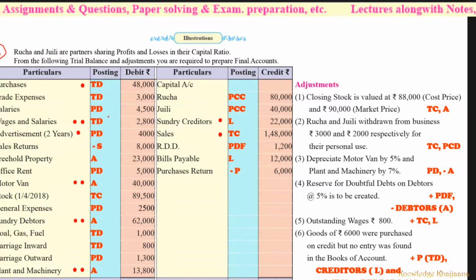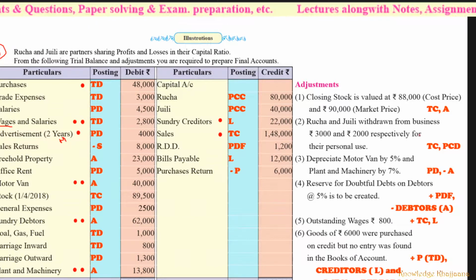Salaries, profit and loss account, debit side. Wages and salaries. See, here wages word is given first, so obviously it will go to trading account, debit side. Advertisement, in the bracket is given 2 years, so it is a hidden adjustment or internal adjustment. Okay, internal adjustment. So make one mark against it immediately. Advertisement will be recorded at profit and loss account, debit side. Sales return will be deducted from sales, so minus S. Freehold property, asset. Office rent, profit and loss account, debit side. Motor van, asset.